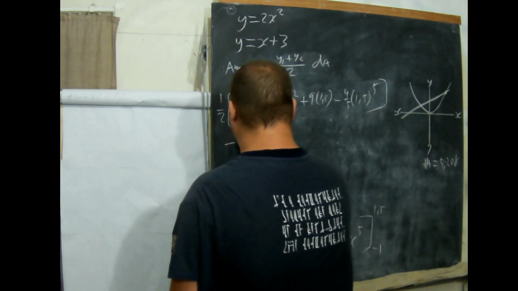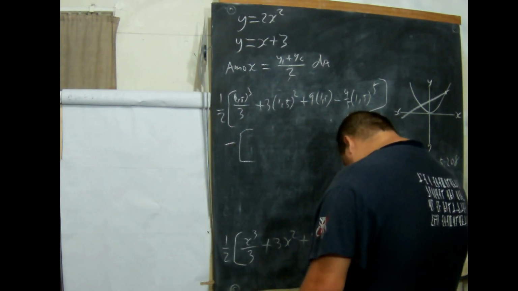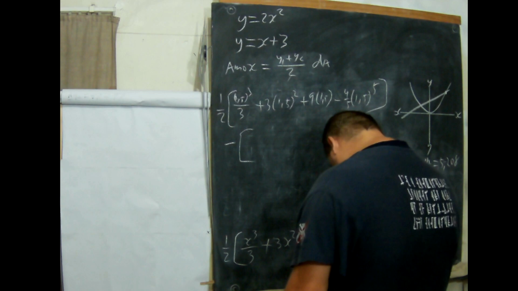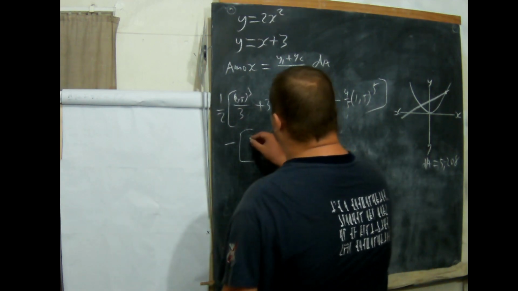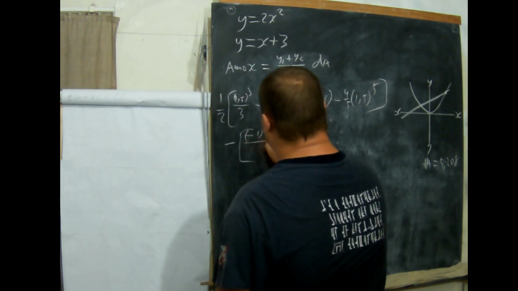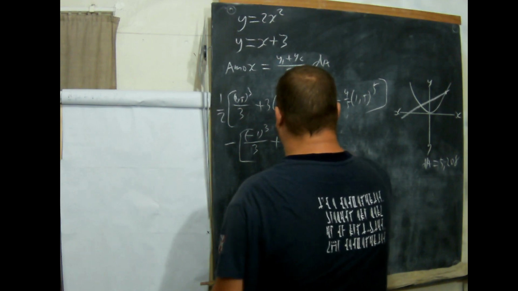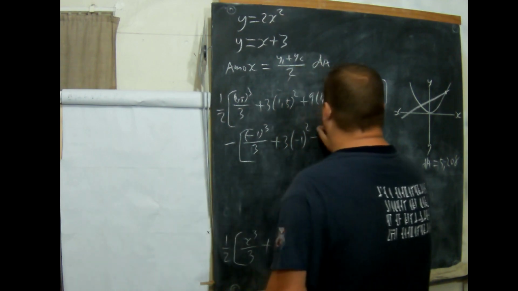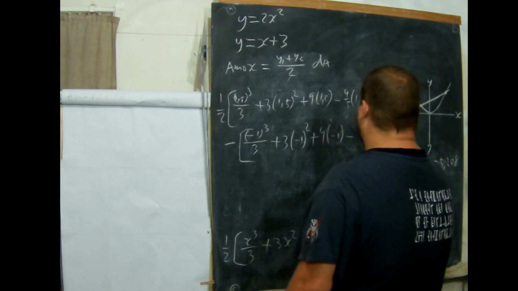minus, because it always has to be a minus, so it is minus 1 cubed over 3 plus 3 times minus 1 squared plus 9 times minus 1 minus 4 over 5 times minus 1 to the 5th.